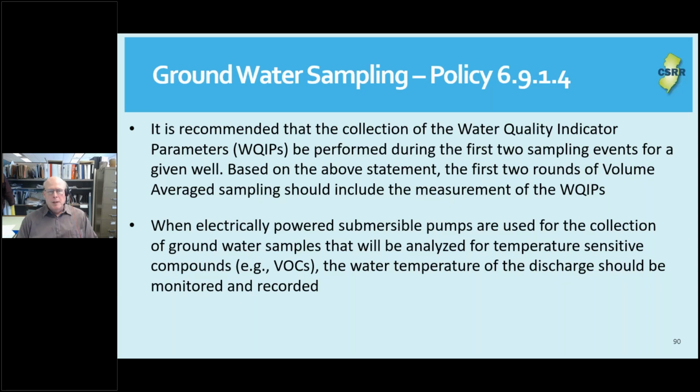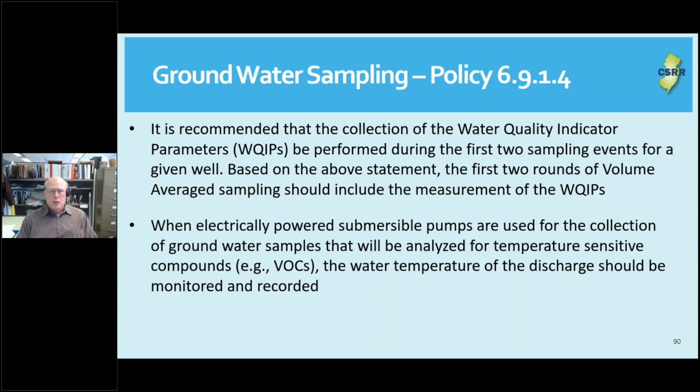DEP is recommending that the first 2 sampling rounds of a given well include the measurement of the water quality indicator parameters. The point here is to generate well-specific chemistry data during the initial sampling events. Documenting the water quality indicator parameters is critical to the development of the site conceptual model and to the design of groundwater remedial measures.